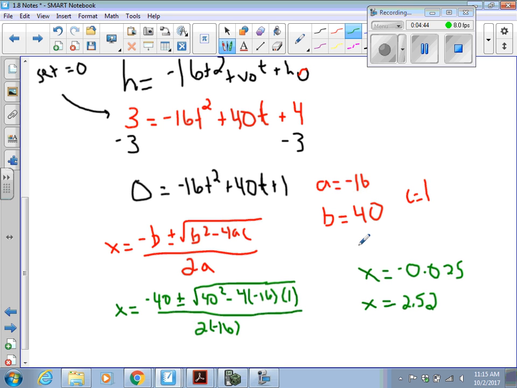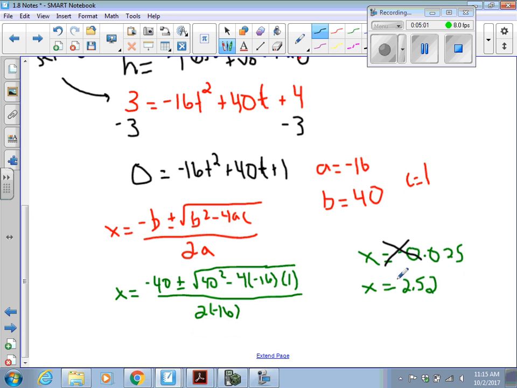Now remember, we're trying to find how long, so the time it took for the ball to hit the ground, or how long it was in the air. So remember that negative seconds or negative time does not make sense. So in this case, we're really only going to have one answer. And that one answer is going to be the 2.52, and we're going to say seconds because we need a label. And that's really going to be our solution here.